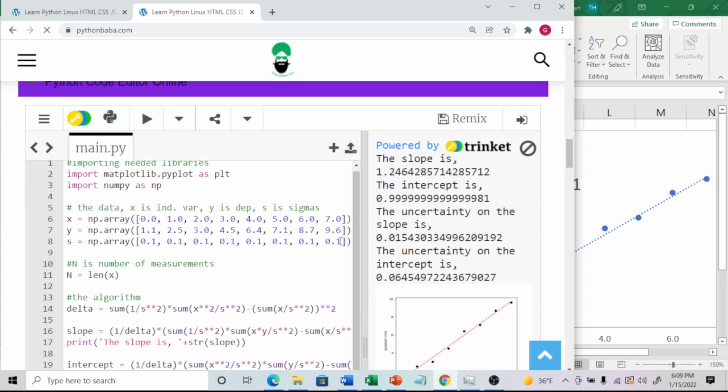Okay. And by the way, just as a check, what if these are different? Do we still get effectively the same values?